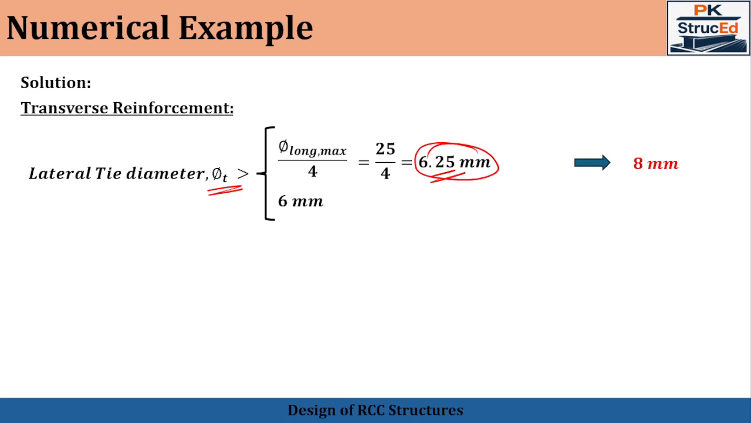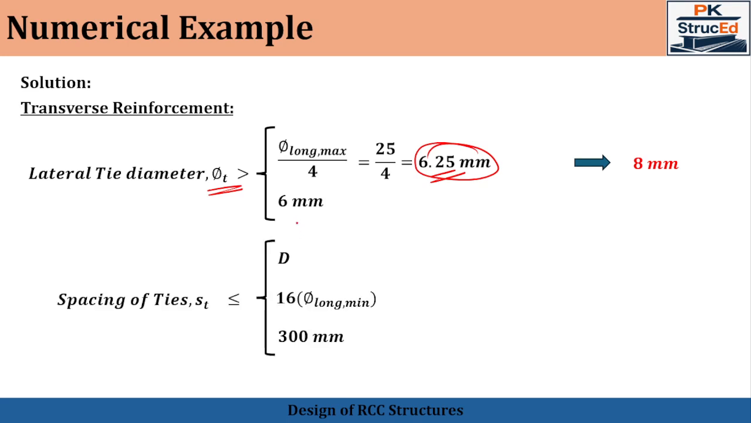Now moving on with the spacing. Spacing is governed by 3 different factors. One is the longest cross dimension. The second one is 16 times the minimum longitudinal bar diameter. And the third one is 300 mm. The minimum of these should be provided.